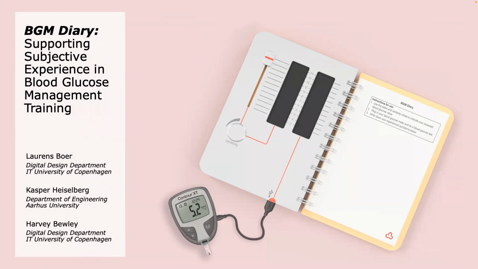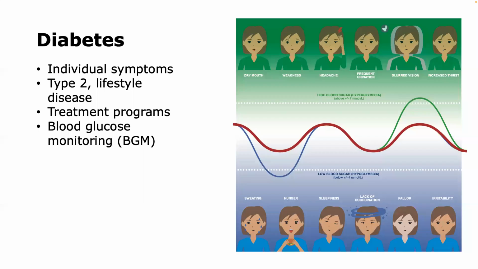In our pictorial, we look into what design can do to support people with diabetes. Diabetes is a group of metabolic diseases that is characterized by the body's inability to turn blood sugar into glycogen, resulting in high blood sugar levels. This can cause dry mouth, weakness, headache, frequent urination, blurred vision, or increased thirst. Such symptoms of high blood sugar are highly individual. In this work, we focus on type 2 diabetes.